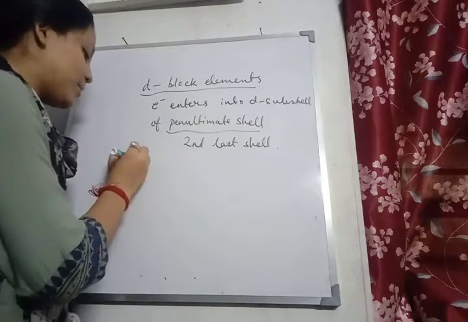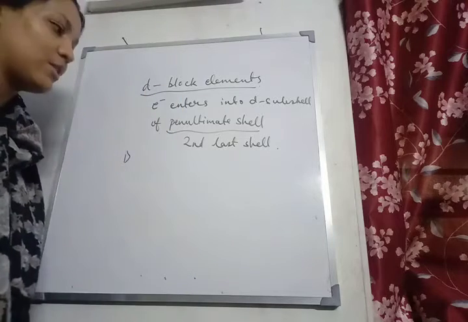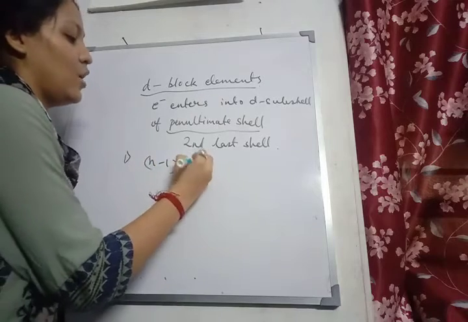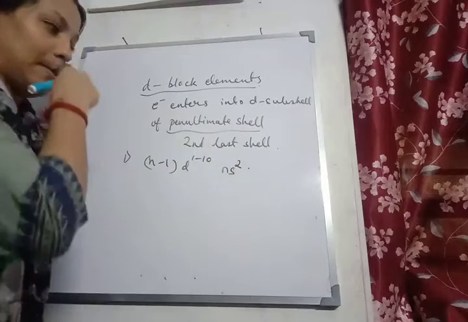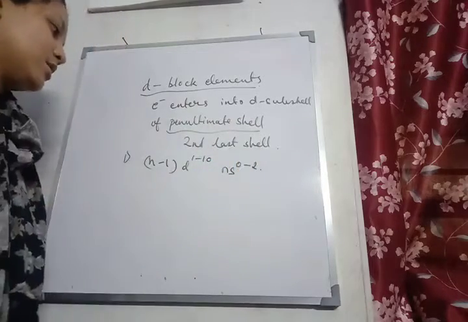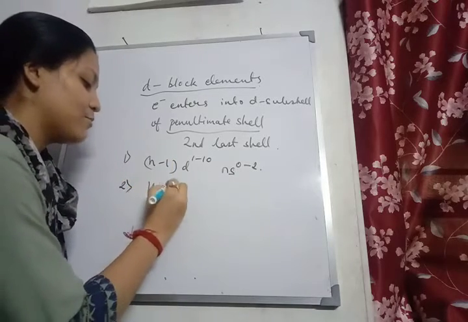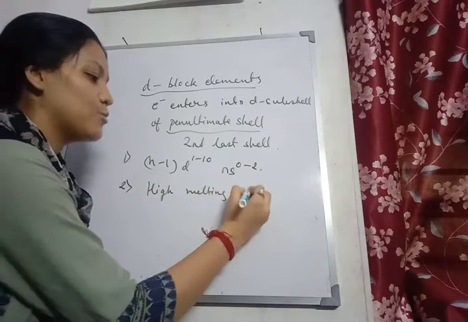So let's speak about the properties. First property is your electronic configuration. Their electronic configuration, the general one, is n-1 d 1 to 10 and ns 0 to 2. Second one, here the elements have high melting and boiling points.